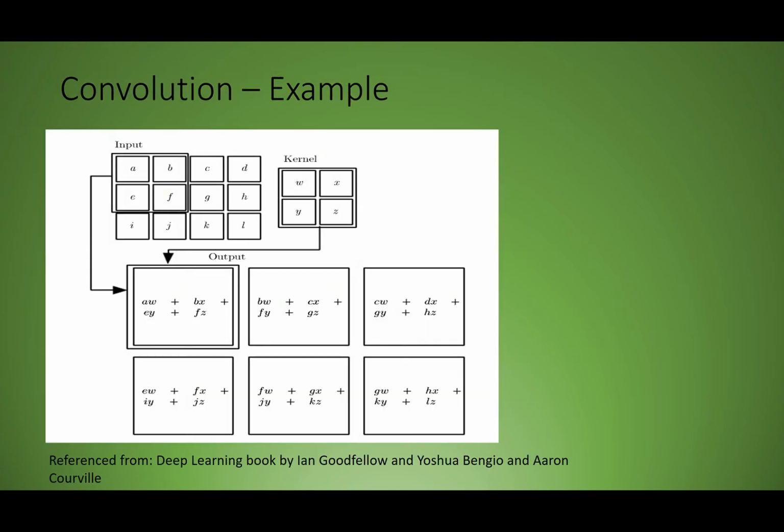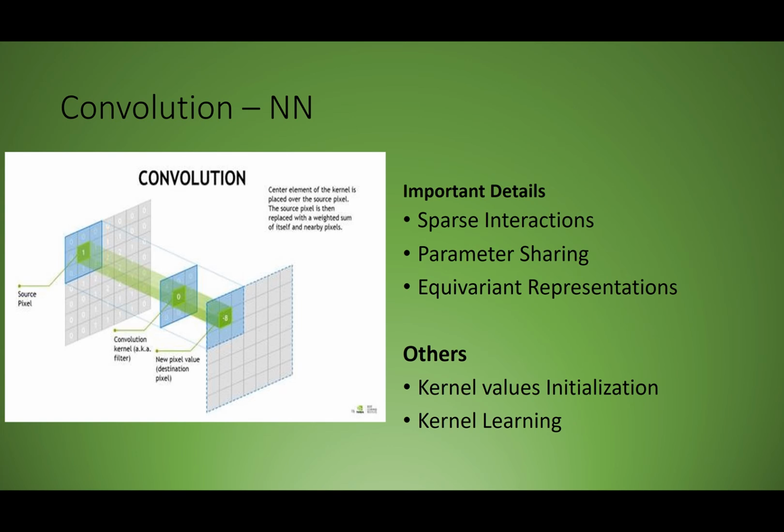Let's take an example of this. As you can see on the screen, we have a 3 by 4 shaped input and a 2 by 2 kernel, and we are doing element-wise multiplication and summing over that patch. You can see the first cell, a is multiplied with w, and then we add b times x, plus e times y, and f times z. So this will be the output after applying convolution on this input. You get a 2 by 3 matrix as an output.